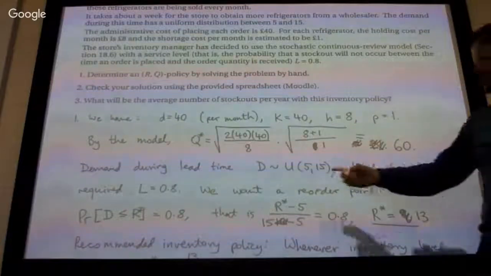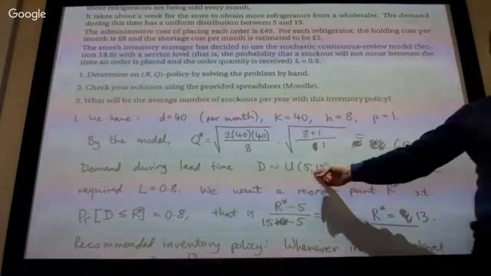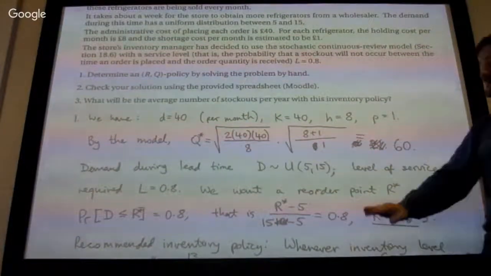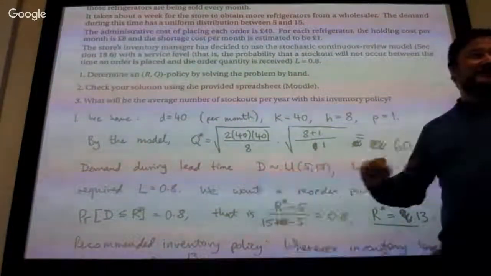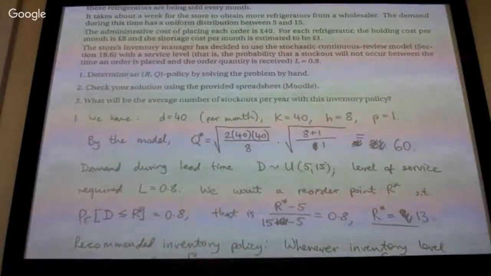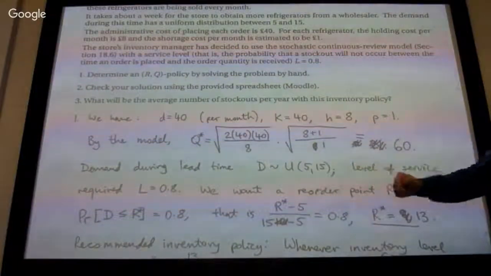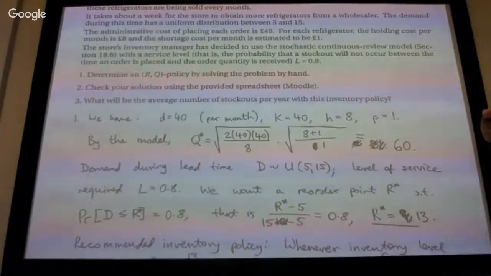And the demand was deemed to have a uniform distribution during the lead time. We don't care how long the lead time is. What we care about is what the demand is like as a random variable. And it was deemed to have a uniform distribution between 5 and 15. And remember, you have to have some kind of managerial decision of how many shortages you want, or what the probability is that you get a shortage.